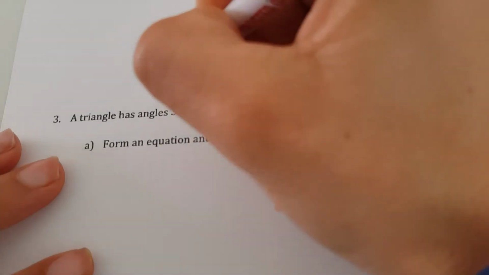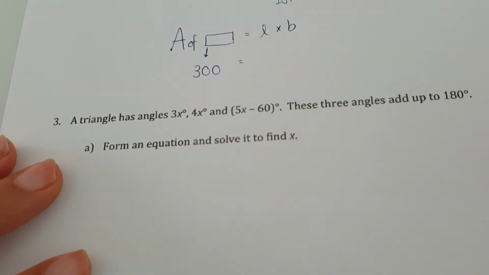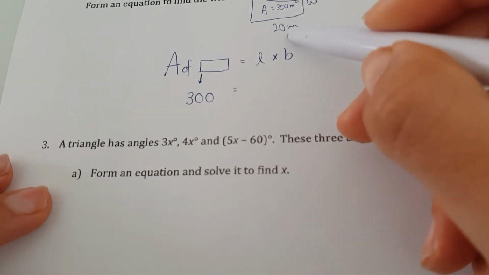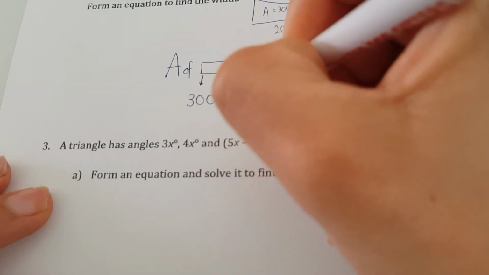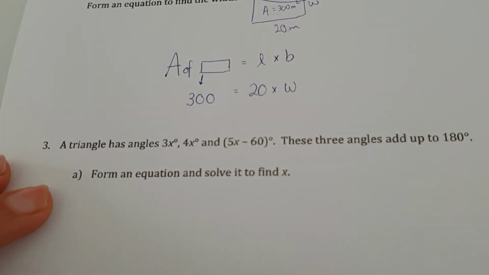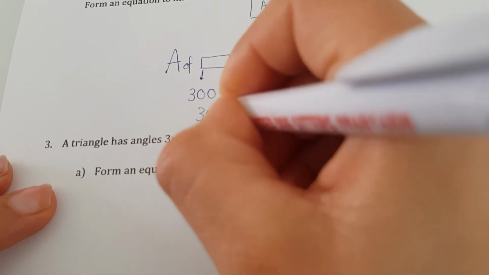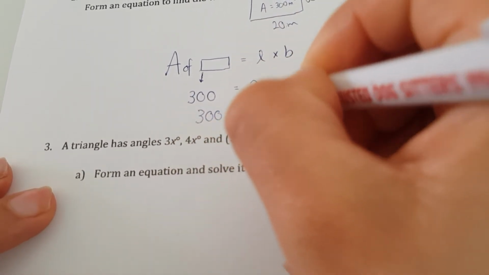We know that the area of the carpet is 300 meters squared. The length is 20. And the width is W. So basically I have 300 equals 20 times W, which can be written as 300 equals 20W. That is the equation.